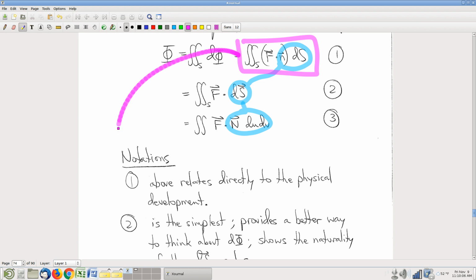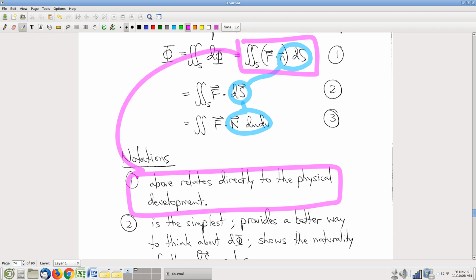What are the advantages of that notation, F dot n ds? Well, this was the very first one we wrote down. This is the one that we can relate to physically. F dot n is the component of the fluid in the relevant direction. ds is the area. This is the most physically relatable.